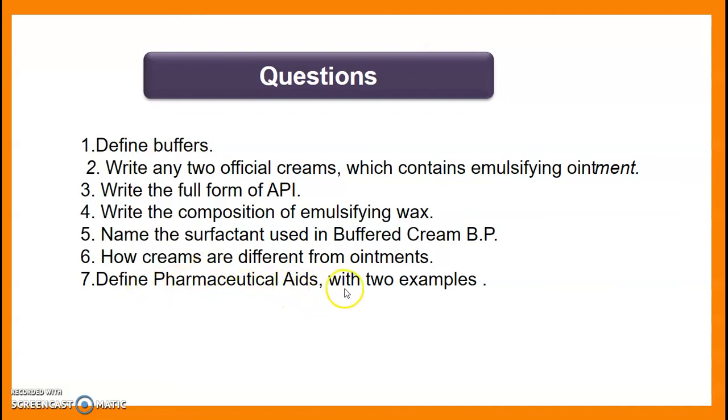Then define pharmaceutical aid with 2 examples. Next question is pharmaceutical aids. These are the agents which have little or no therapeutic value, but are required for the marketed preparations. Examples of it: any coloring agent, turmeric, then methyl red, then any flavoring agent, perfumes, etc. These are the examples of the pharmaceutical aid.